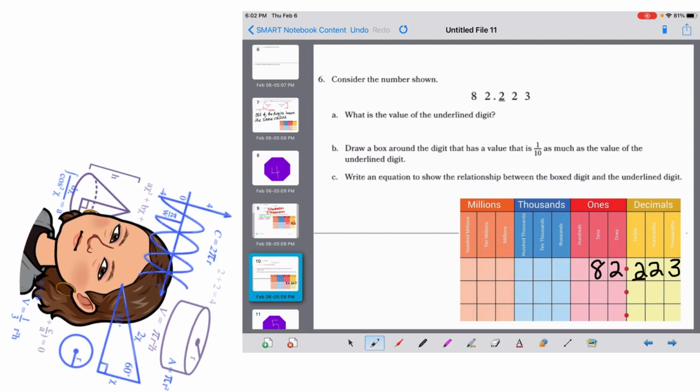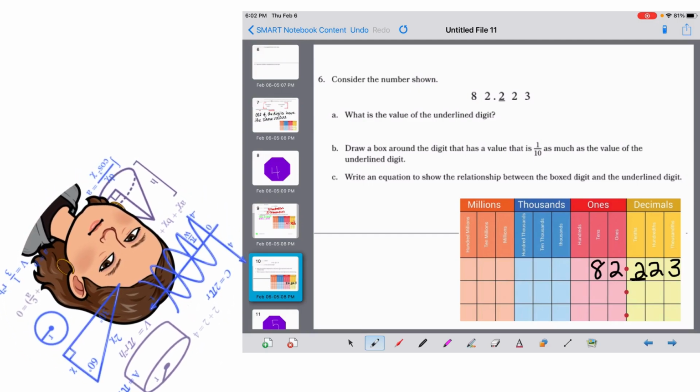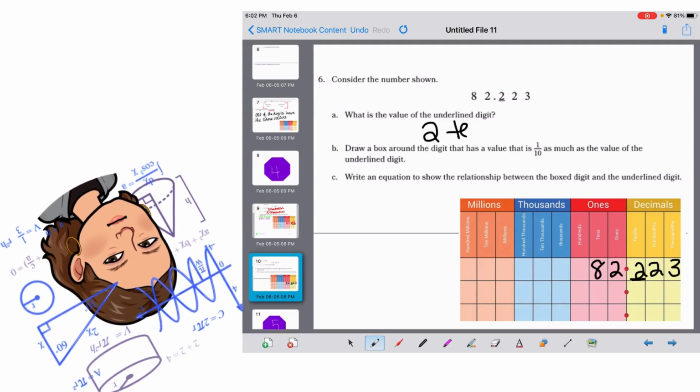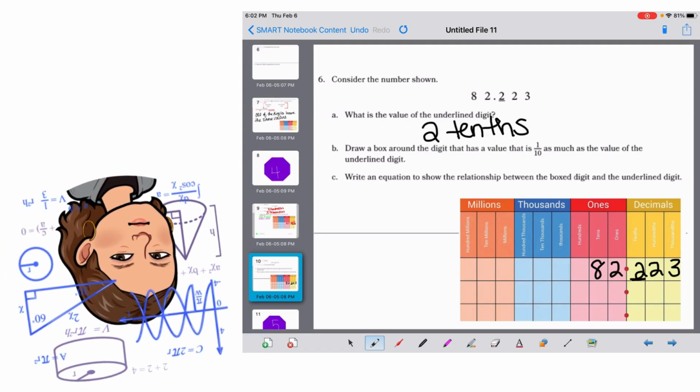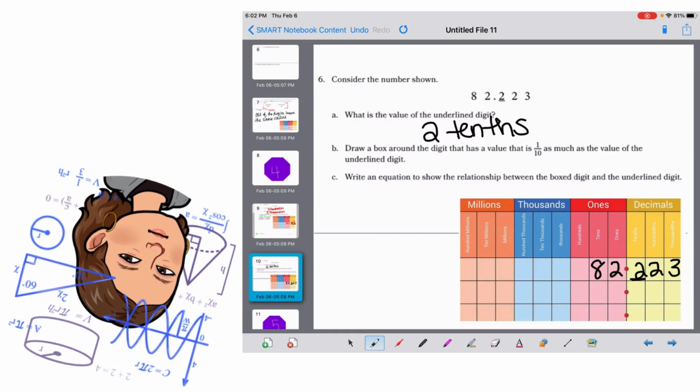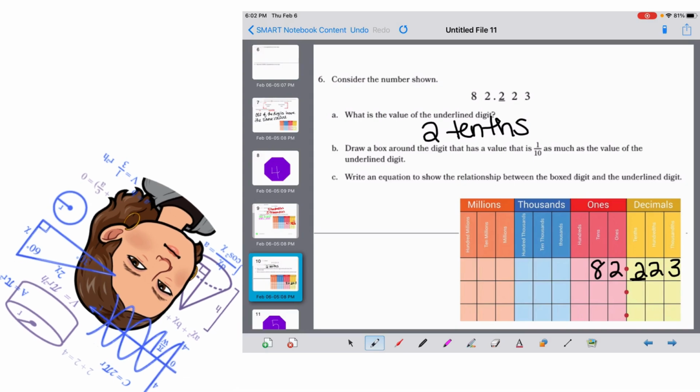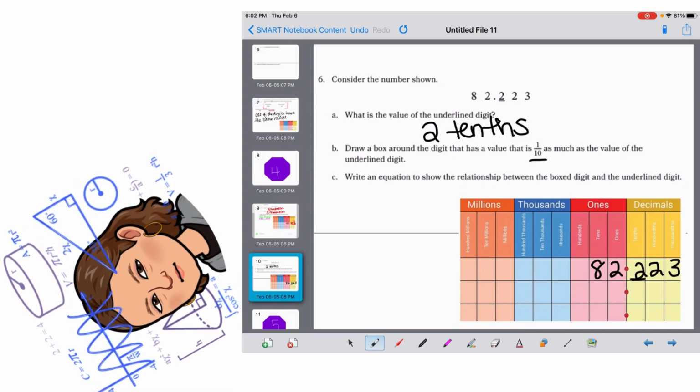Well, in this one, this is my underlined digit. I see it's in the tenths, so we're going to say it is 2 tenths. Draw a box around the digit that has a value that is 1/10 as much.